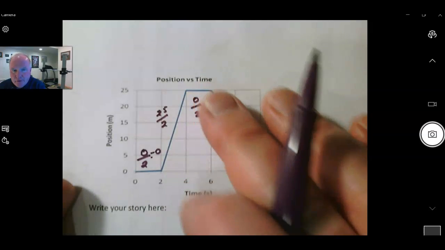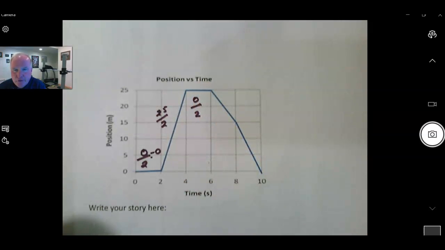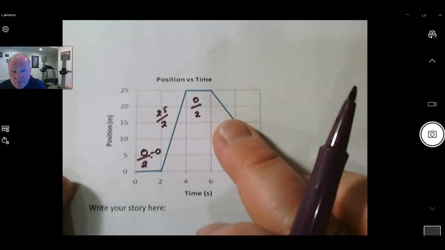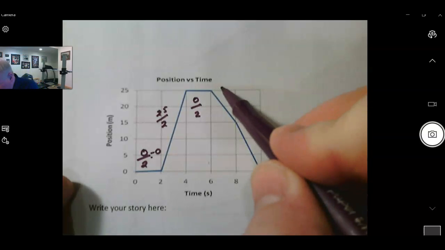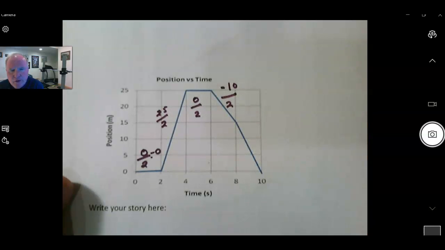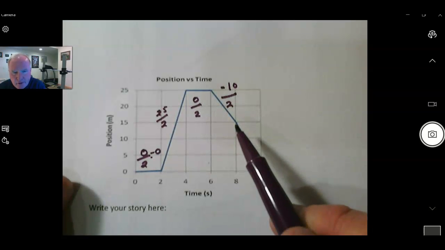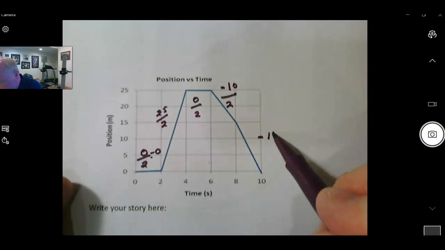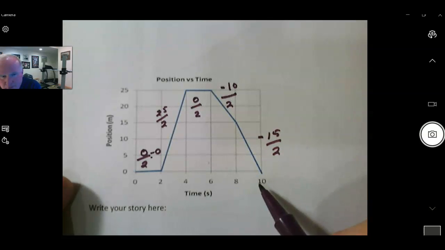And then here we have two segments that are going down. And so what we should notice, number one, is that our slope is negative. And we can find that pretty well by just using rise over run. What's the rise of this segment? Well, it's from 25 down to 15. And so that is negative 10. And then our run is 2. Again, from 6 to 8 is just 2 seconds for this segment right here. And then the last segment right here, we have a rise of negative 15, right? From 15 down to 0, so negative 15. And again, our run is 2 from 8 to 10.